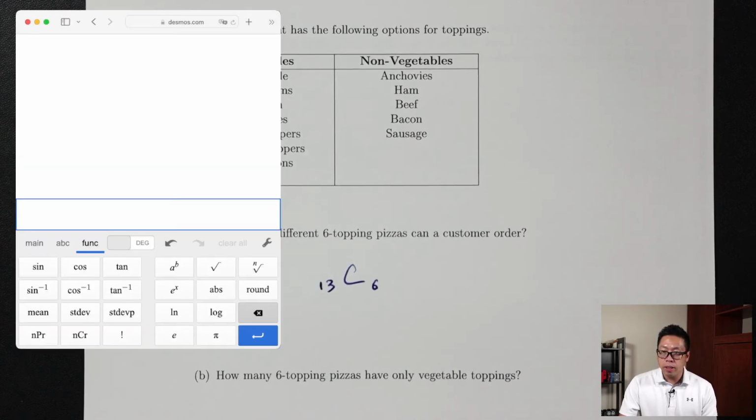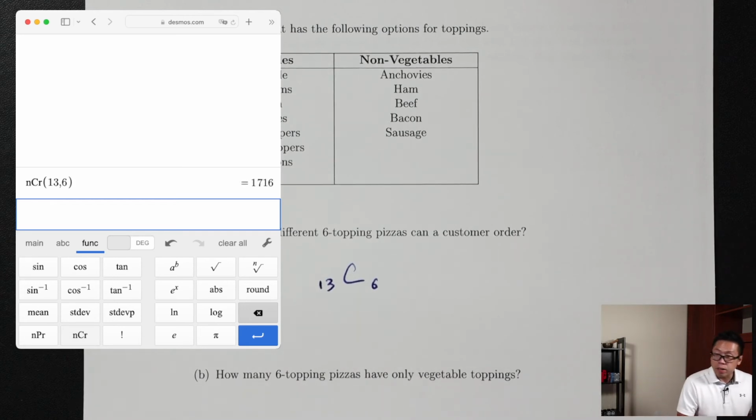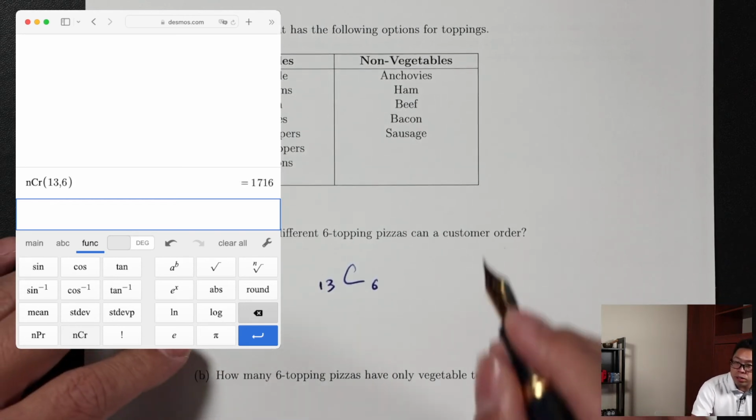Click on FUNC at the bottom, NCR, and then 13, 6. Okay, final answer, 1,716.